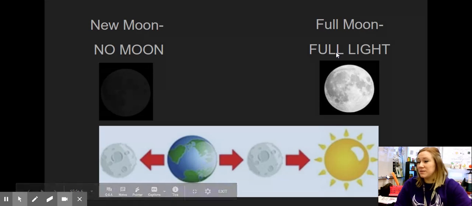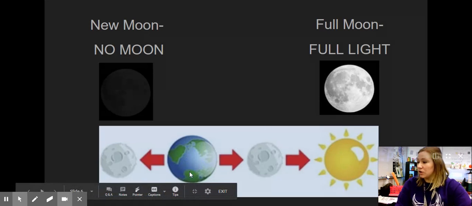The full moon means that we can see all of the light. That's what you picture when I say the moon was bright in the sky. You're probably picturing a full moon. And that would be when we see the sun, the earth, and the moon in a straight line here. The moon is going to be behind the earth.